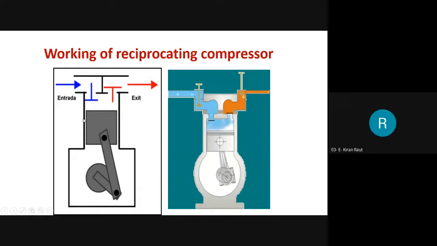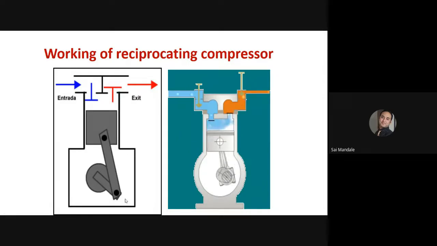What is this? Piston. What is this? Cylinder. What is this? Piston. Very good. What is this? Connecting rod. Very good. What is this? Crank. Very good. What is this? Crankshaft. Very good. What is this? Crankcase. Perfectly correct.